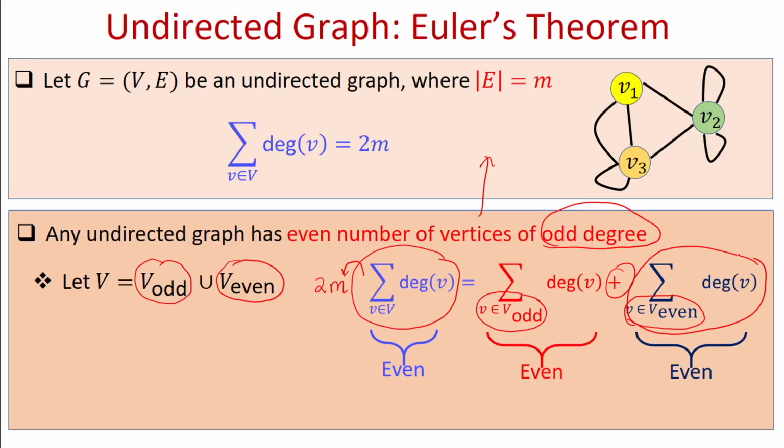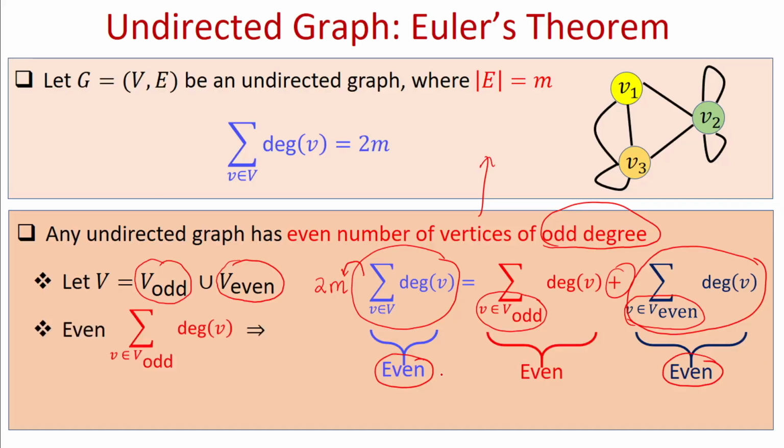From that, I can conclude that if I sum up the degrees of all the vertices in the set V odd, that also will be even. That is simply coming from the fact that the summation of the degrees of all the vertices in the set V odd is the difference of two even quantities, and the difference of two even quantities will be even.